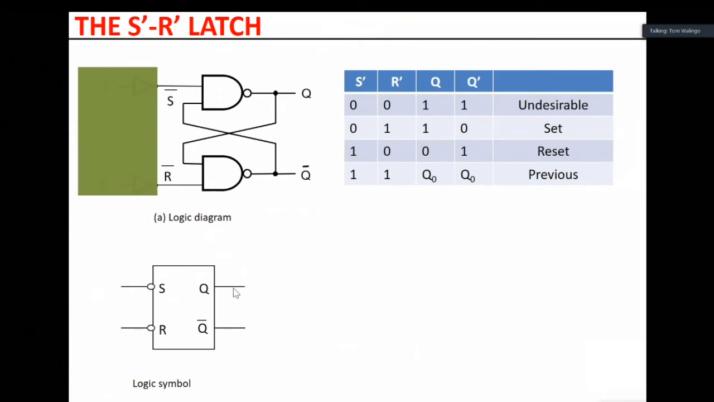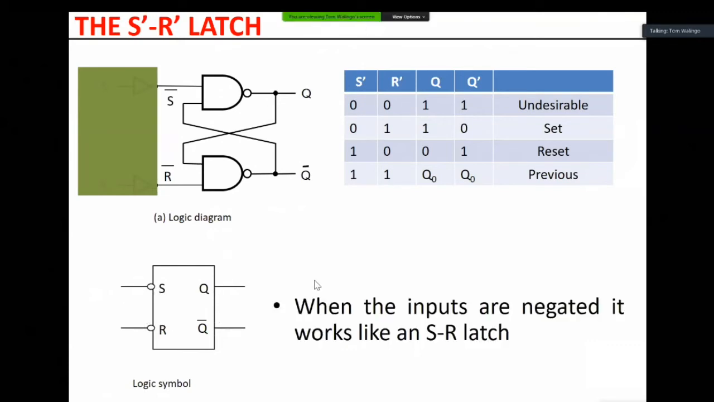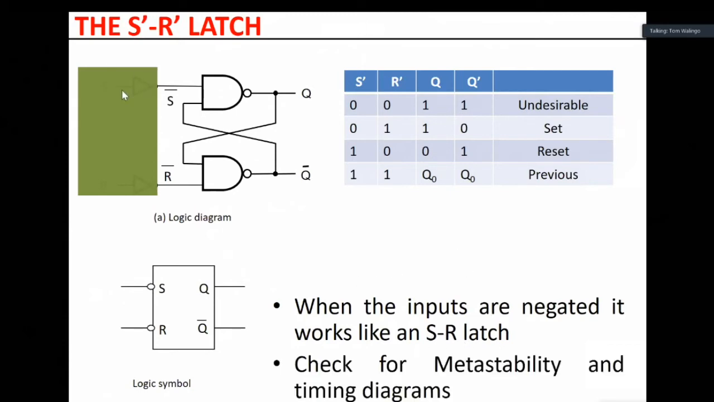That is the logic symbol of the SR NAND latch. Remember, you have these negations here. That is Q and Q complement. If these inputs are negated, you get the first latch. The behavior becomes like the first latch. In short, if you take an inverter and pass it into a node, the behavior is like the first SR latch. It becomes the same as the NOR latch.